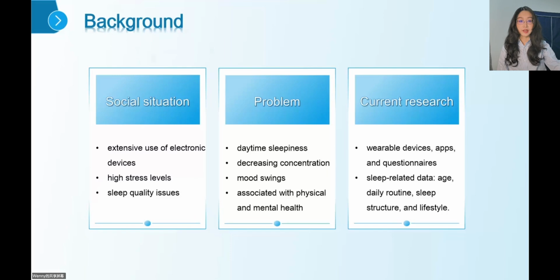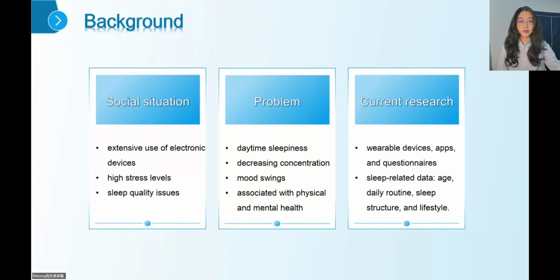In today's society, there is a rising problem about extensive use of electronic devices, the high stress level in daily life, and sleep quality issues. Poor sleep quality is closely associated with a series of problems, even having negative effects on physical and mental health. Currently, research on sleep quality prediction mainly relies on 3 approaches: wearable devices, mobile applications, and questionnaires. These methods collect a variety of sleep-related data.